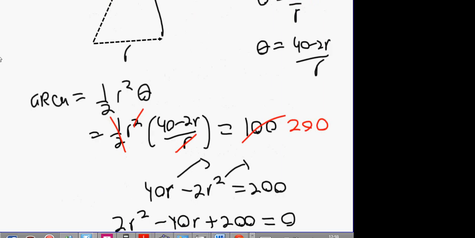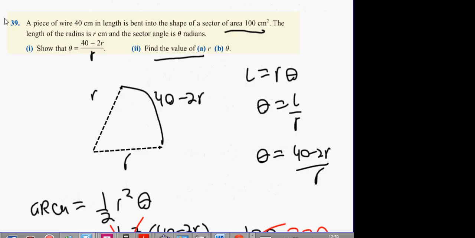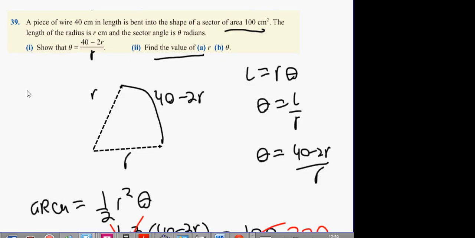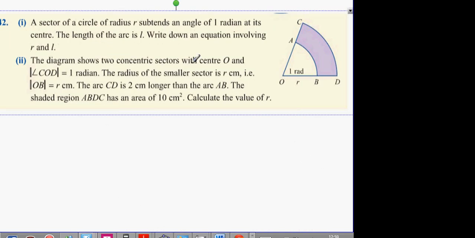And then because we know r equals 10, what it wants to find out is the value of theta. Theta is going to be 40 minus 2 times r, which is 20, divided by r, which is 10. Theta therefore equals 2 radians. Okay? Continuing on. 42.